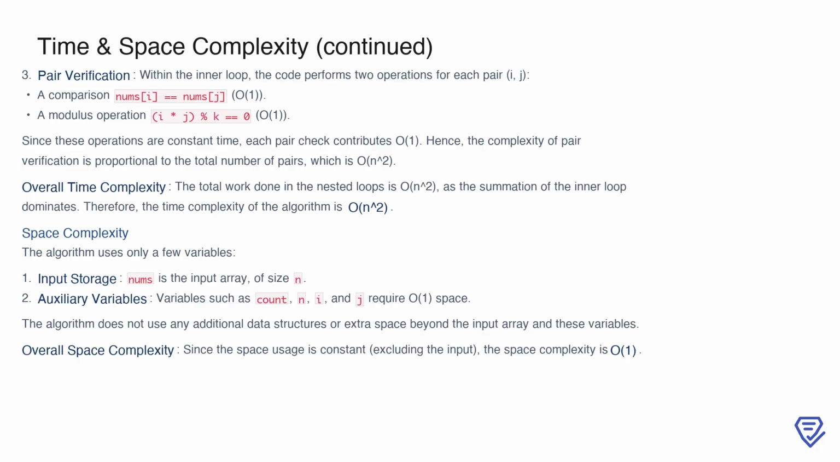For space complexity, the algorithm only uses a handful of variables such as count, i, and j in addition to the input array nums. These variables require constant space, meaning the auxiliary space usage is O(1). Since no additional data structures are used, the overall space complexity of the algorithm is O(1).